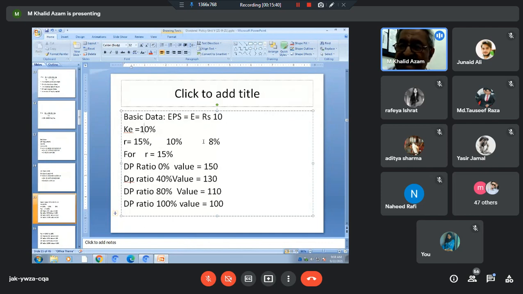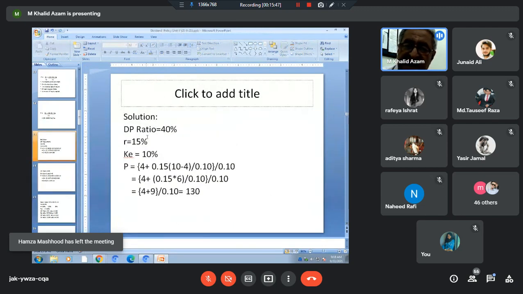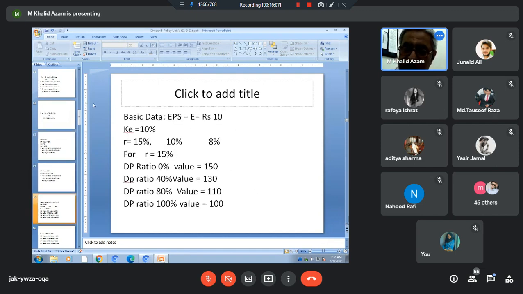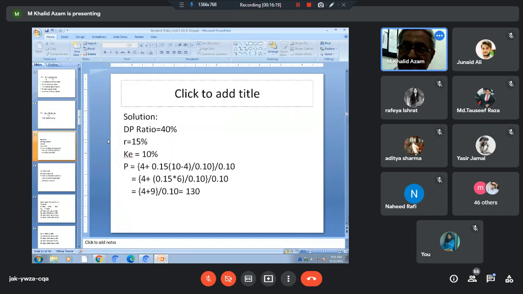Okay. Now see here, I have tried to calculate for different percentages, and this is for the growth fund. 15% rate of return, cost of equity 10%, 40% is your DP ratio. So 40% of rupees 10, how much will it be? It will be 4 rupees. So this is your dividend, that is 4 rupees.